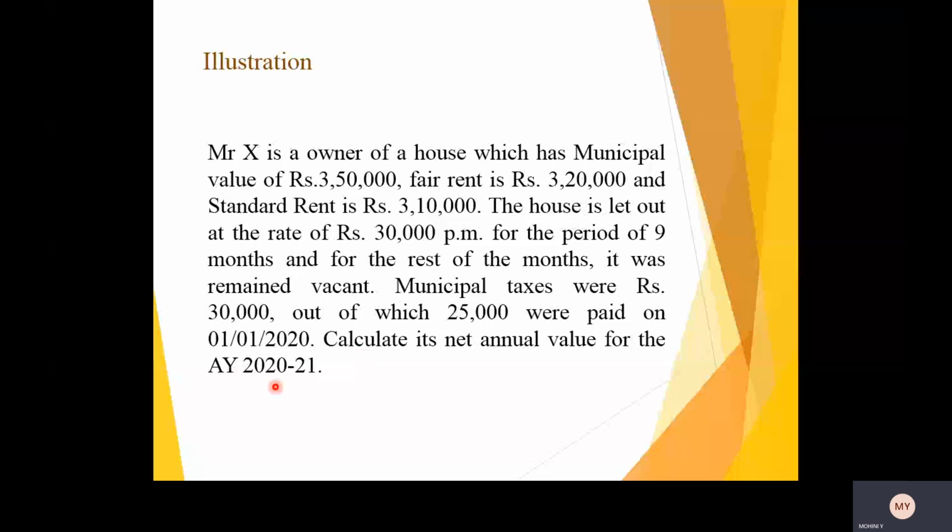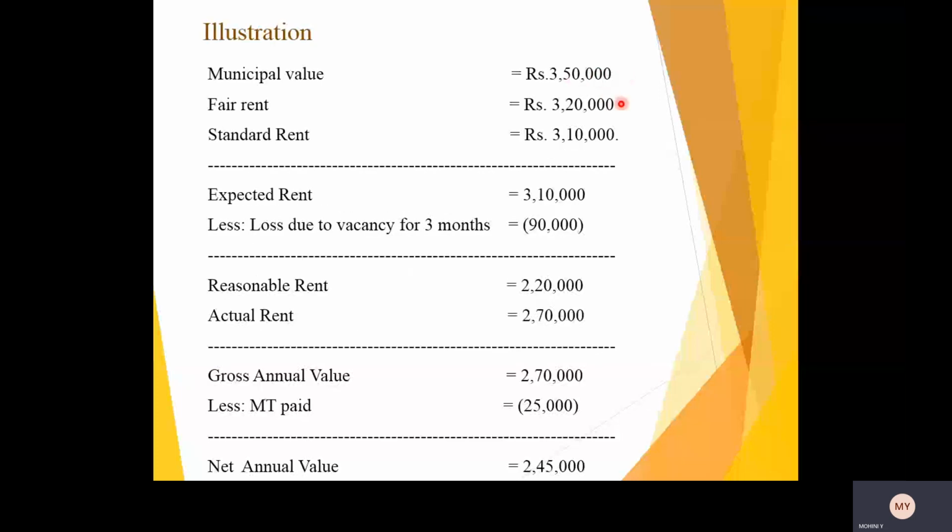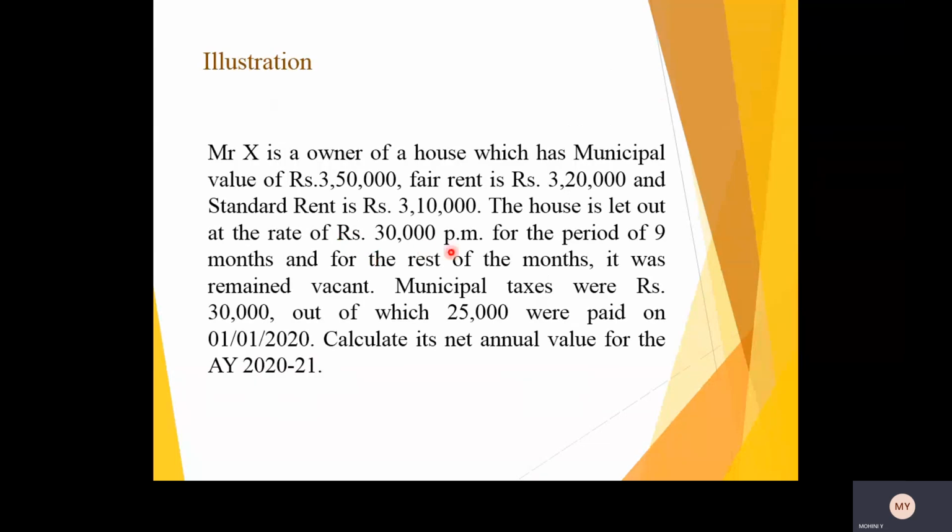Okay. So first we'll compute the expected rent. Expected rent is the higher of municipal value and fair rent, so 3,50,000, then the lower of this higher value, that is 3,50,000, and standard rent 3,10,000. So the lower is 3,10,000. So expected rent is 3,10,000. Now you have to subtract loss due to vacancy for 3 months. Since the property was given on rent at the rate of 30,000 per month, there is a loss of 30,000 per month for a period of 3 months, because for 9 months it is already given on rent. So the vacancy loss is only for the 3 months. So 30,000 into 3.